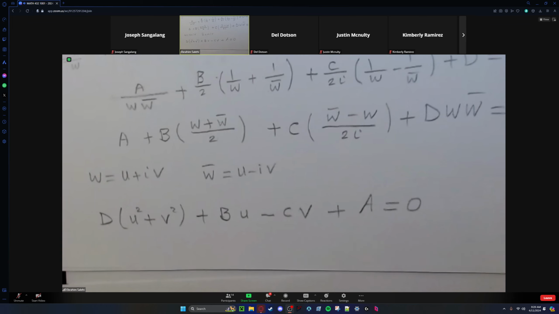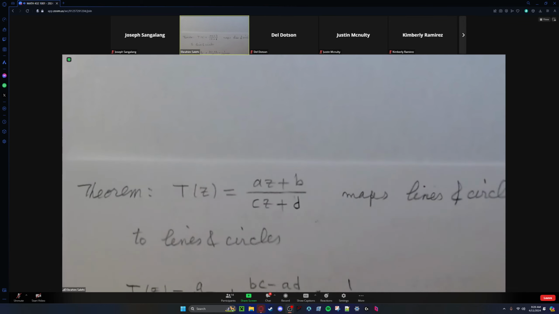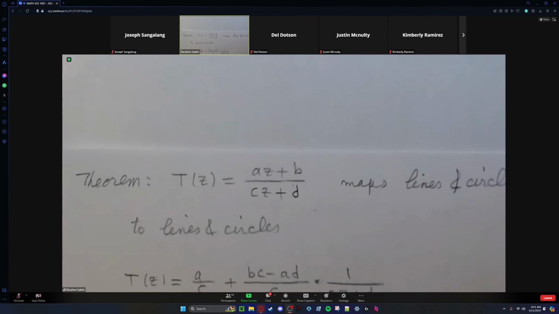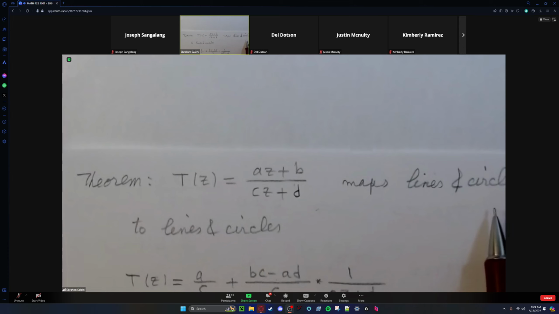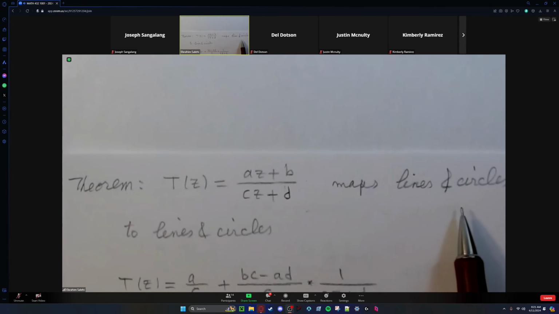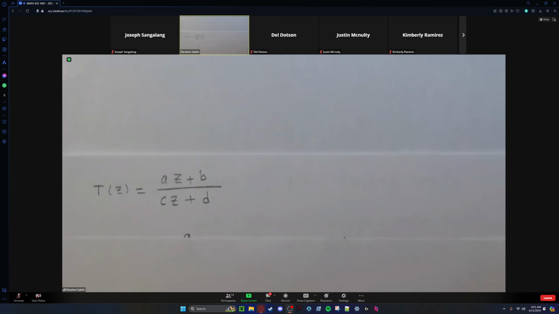So I don't want you to get lost in technicality, but it's good to see the reasoning once in your life. So this is the theorem. From this point on, we know that this function sends line and circles, the totality of lines and circles, to lines and circles. Okay. Now, let's see what else.